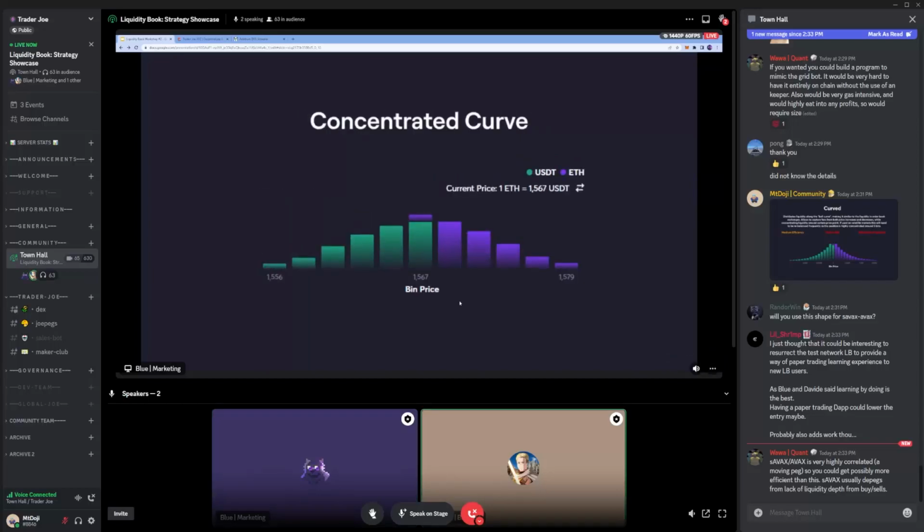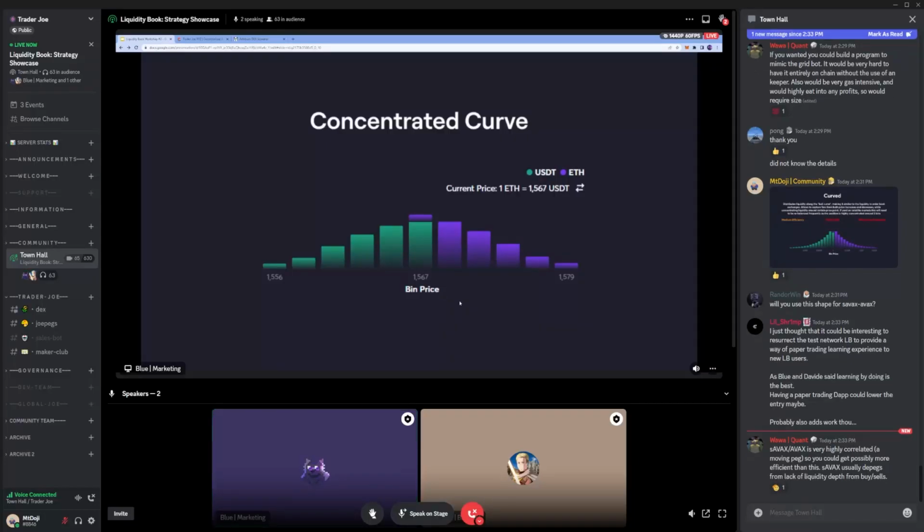Is this concentrated curve because it is concentrated liquidity? It's concentrated curve because it's a concentrated shape on a discretized liquidity AMM.